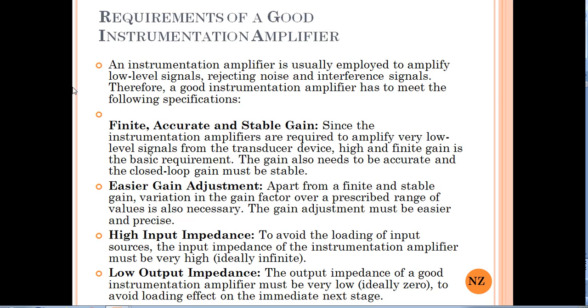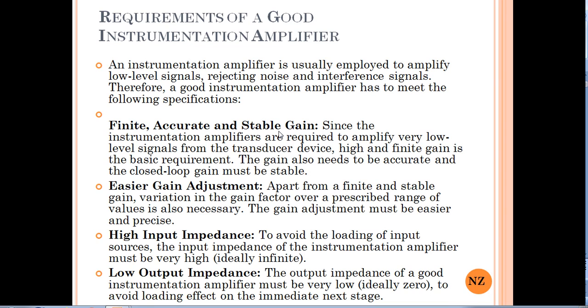Now let us see what the requirements of a good instrumentation amplifier are. As we said, instrumentation amplifiers are usually employed to amplify low level signals, thereby rejecting the noise and interference signal. Therefore some specifications should be met in order to have better performance. These are some of the specifications. First one is finite, accurate and stable gain.